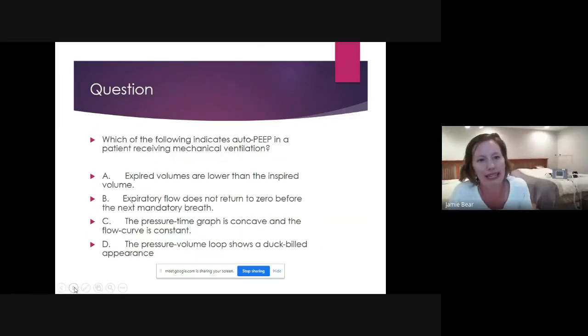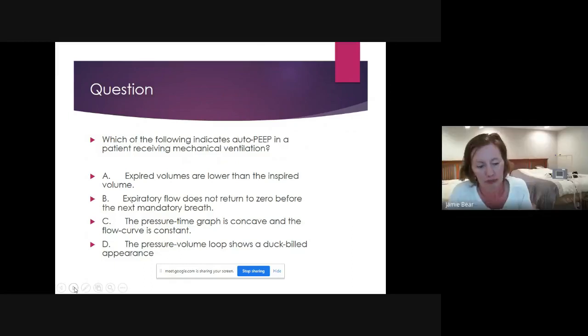Which of the following indicates auto PEEP in a patient receiving mechanical ventilation? Expiratory volumes are lower than the inspiratory volume. Expiratory flow does not return to 0 before the next mandatory breath. The pressure time graph is concave and the flow curve is constant, or the pressure volume loop shows a duck-billed appearance. This one's a good one. What do you guys think?